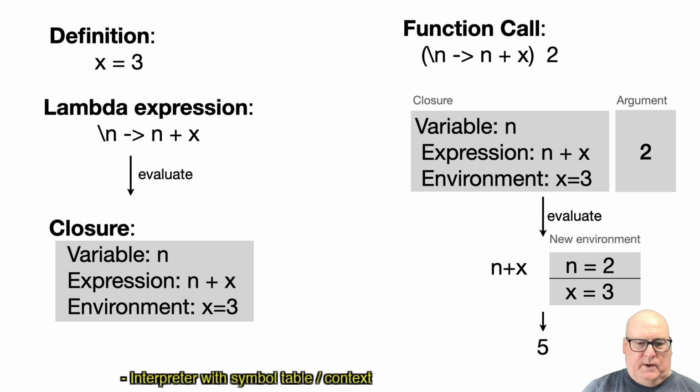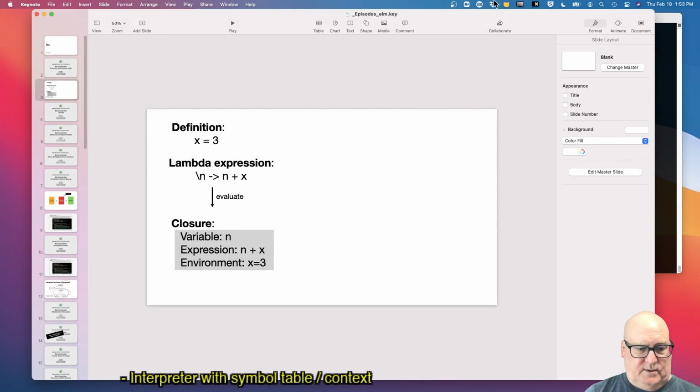Okay. So we have the closure. That's an argument. I mean, that comes into the function call object. We have the argument. We need to create a new environment. All right, so we got the symbol table x equals 3 from our closure, and we need to add the n equals 2 to a new inner table, as we called it yesterday.